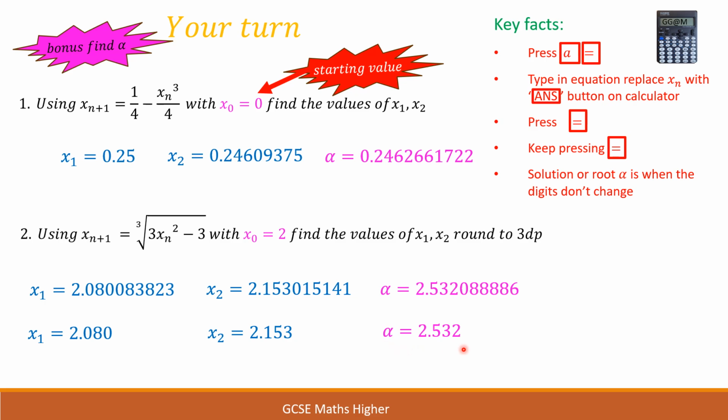These are all the steps that you need to be able to do iteration. So remember, you need to be able to do the change of sign, you need to be able to rearrange, write it as an iterative sequence, and then you need to be able to use the calculator to work out the roots or the values to the solution, working out x1, x2 and alpha. So they're all the steps we've been looking at.